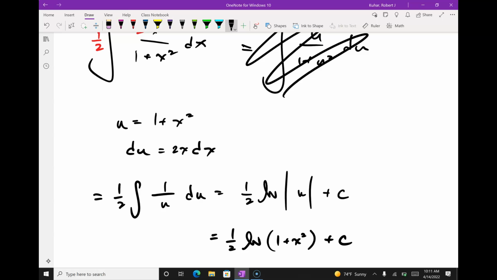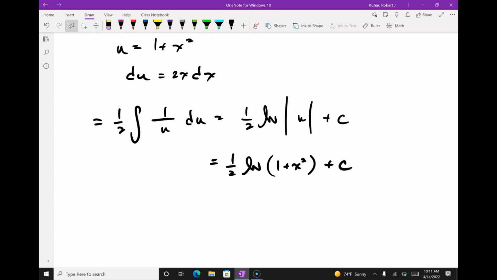Why don't I need this absolute value? It can't be negative. 1 plus x squared is a quadratic above the x-axis. Can't be negative. So I could even go further and say this is the ln of the square root of 1 plus x squared, all plus c.